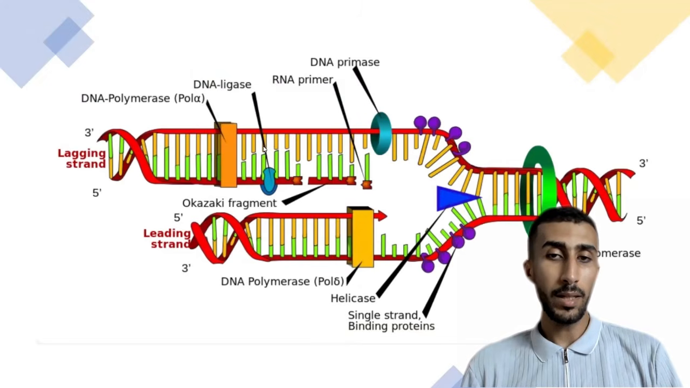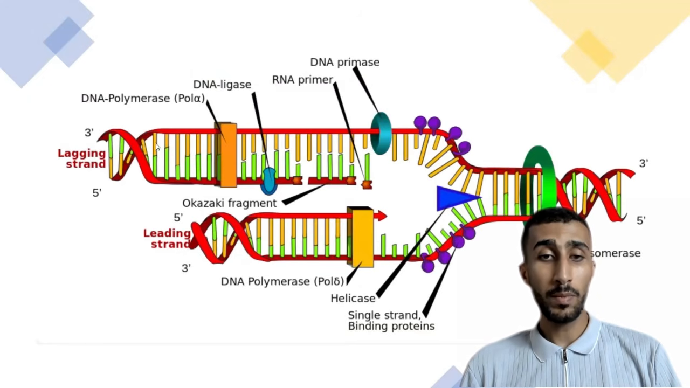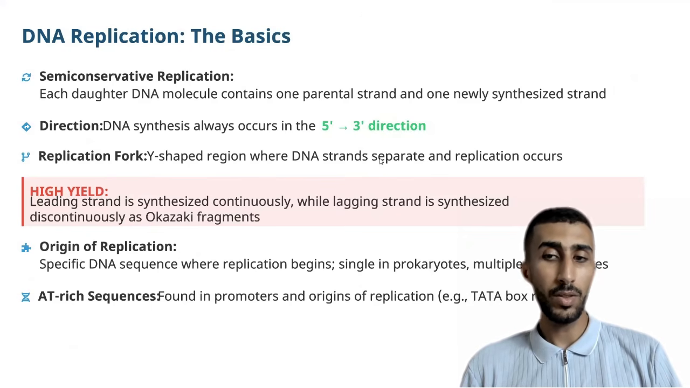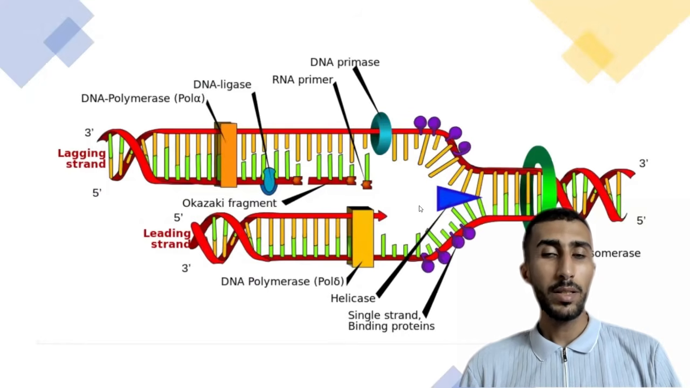So DNA polymerase 3 forms the complementary strands, and then they are ligated by DNA ligase. In this way, we form two daughter strands. Next, the replication fork, which is a Y-shaped region where DNA strands separate and replication occurs. This is the function of the enzyme helicase, which acts at the replication fork to separate the two strands of our parent DNA.